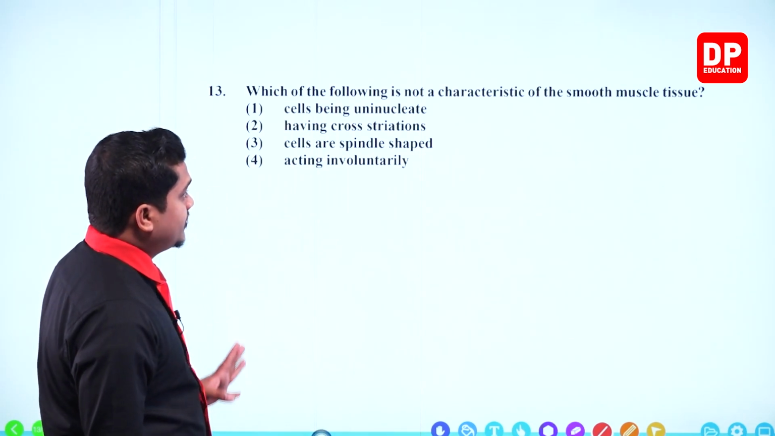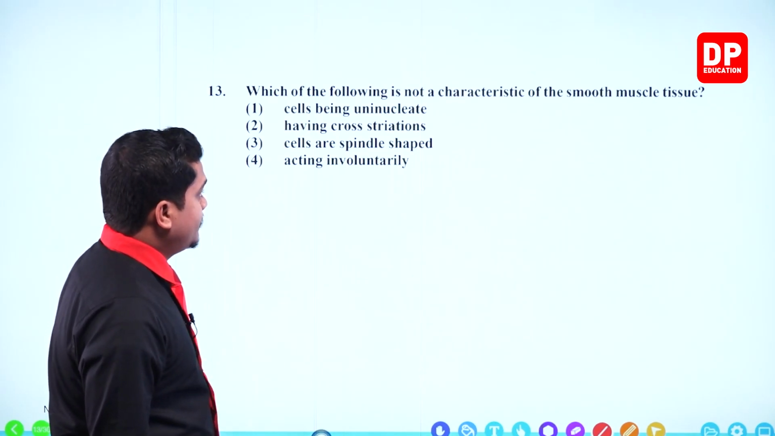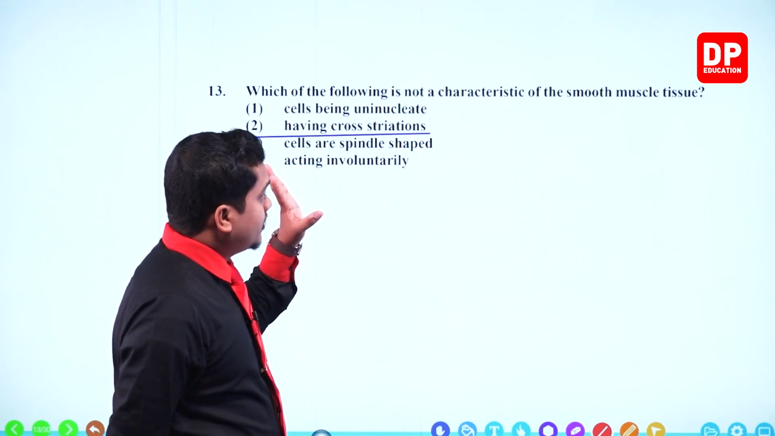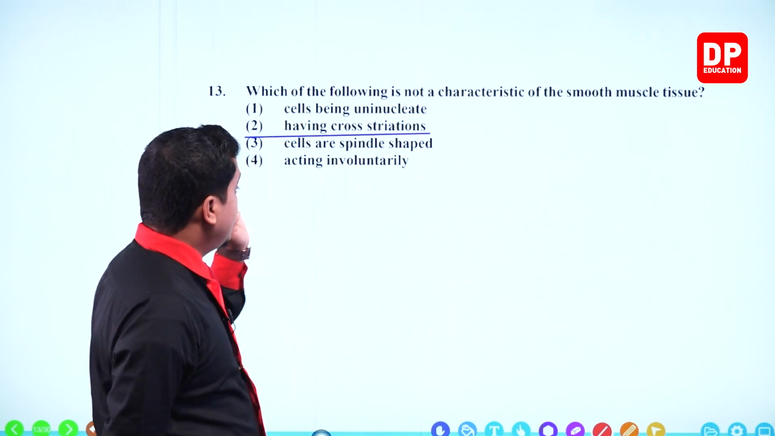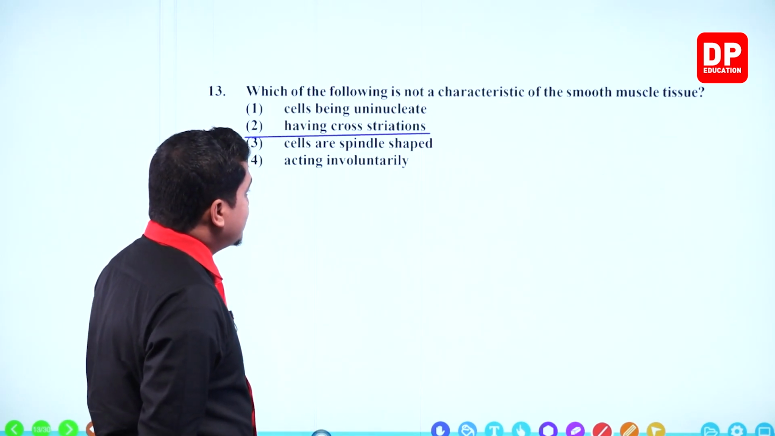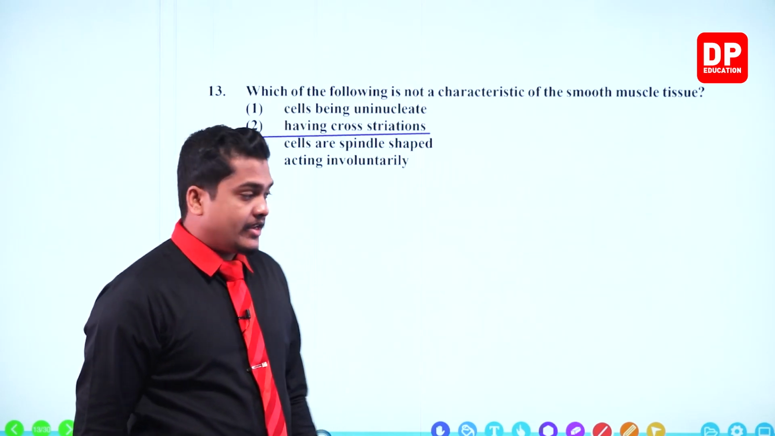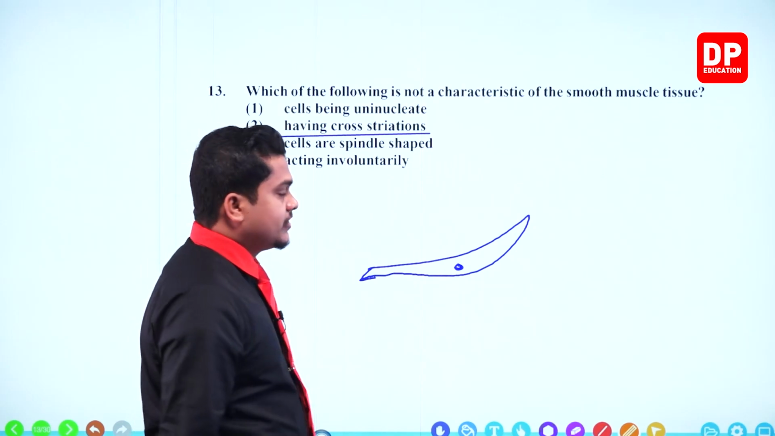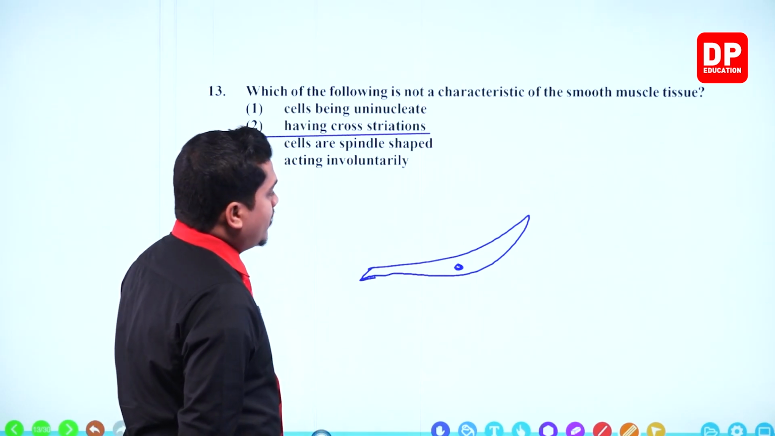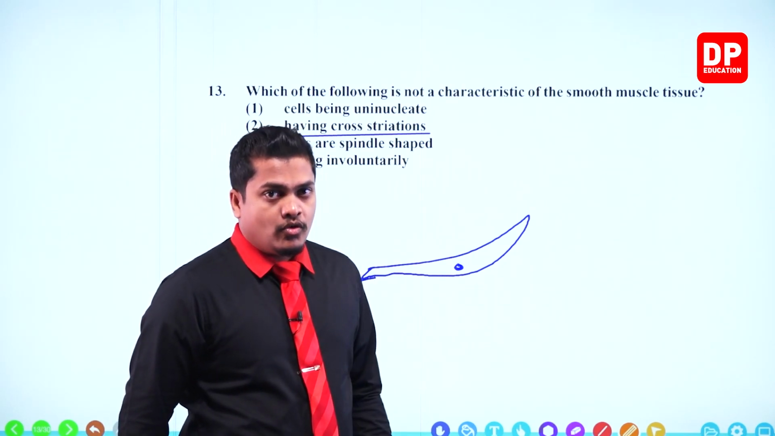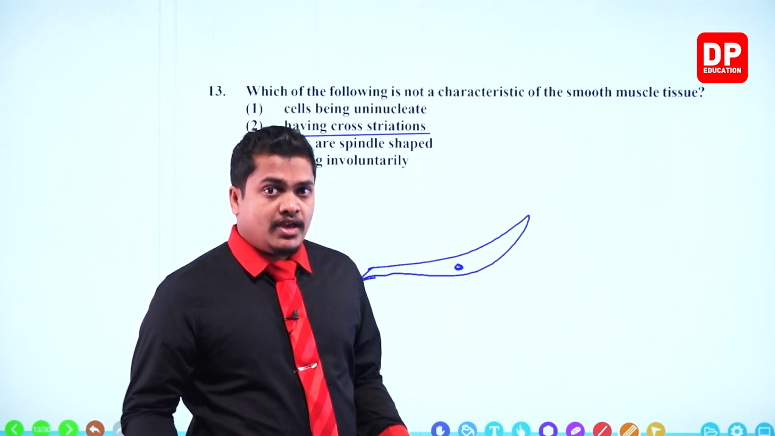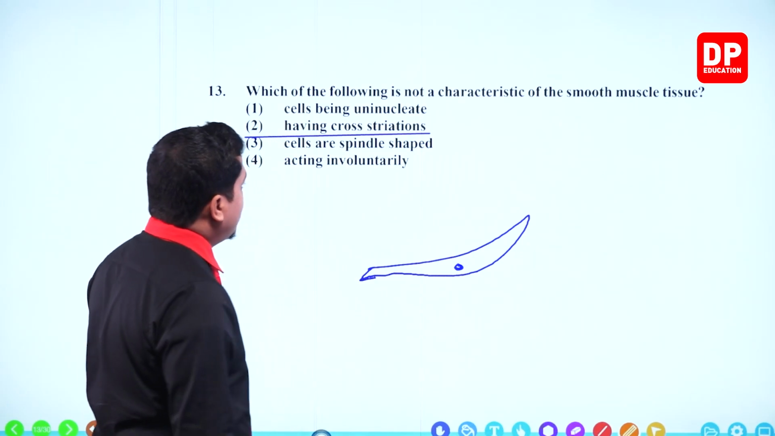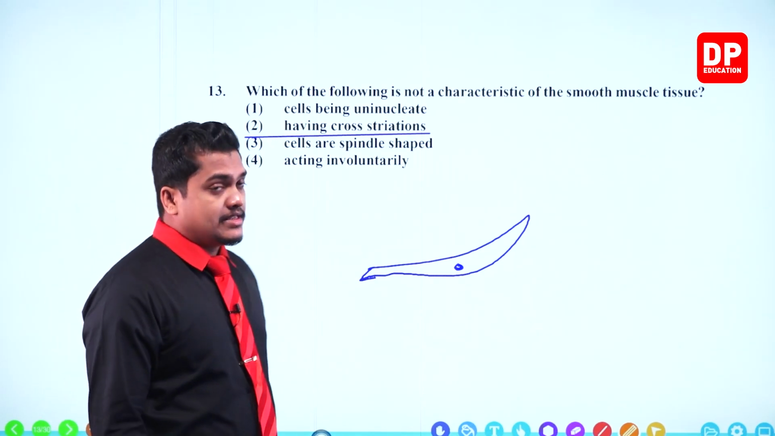So, my dear children, the answer for this question should be the second one, having cross striations. There are no striations in smooth muscle tissue. Let's see the third one. Cells are spindle in shape. That's absolutely correct. If you take the shape of a smooth muscle cell, it's like this. So this is a smooth muscle tissue. Next one, acting involuntarily. That's also correct. Involuntary means we won't be able to control it by our own thoughts. By our consciousness, we won't be able to control these smooth muscle cells. So it's involuntary. That's correct. So the correct answer is, my dear children, having cross striations. Smooth muscle cells do not have any striations.